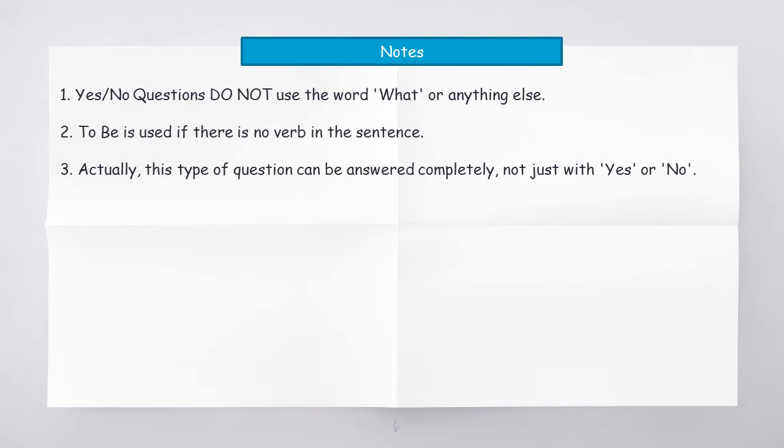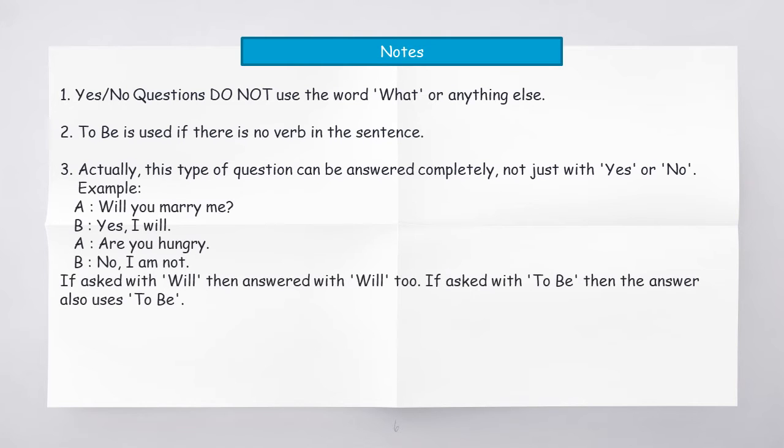The third note, actually, this type of question can be answered completely, not just with yes or no. The example: will you marry me? The answer: yes, I will. Are you hungry? The answer: no, I'm not. If asked with will, then answer with will too. If asked with to be, then the answer also uses to be.